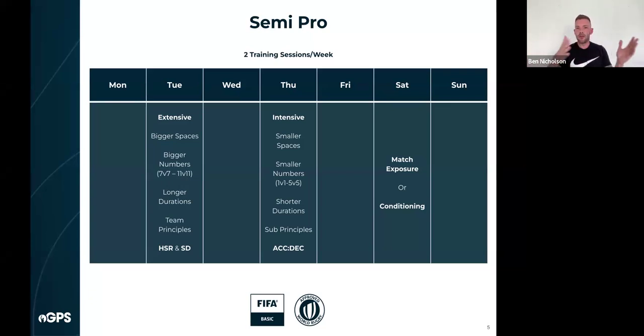So I think the main way that I would split my semi-pro week up would be 2 big training days, ideally with recovery in between, which we'll touch on in a little bit. But this idea of, okay, are we going team day and a unit day? Are we going a bigger day and a smaller spaces day? Are we going really long duration mirroring the game, or really short duration because we've got fewer players, more intensity, more touches of the ball?